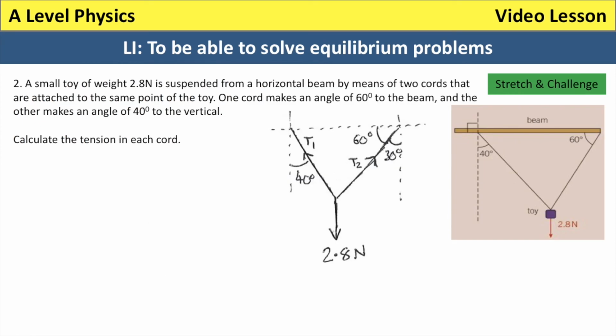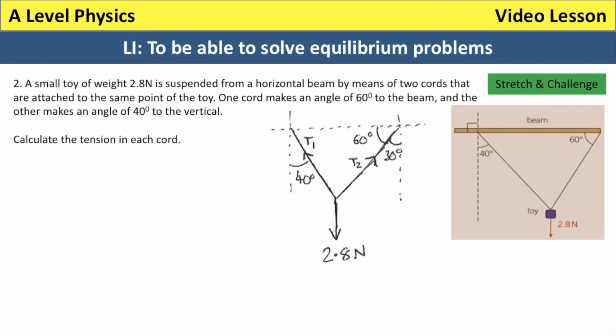Question 2. A small toy of weight 2.8 newtons is suspended from a horizontal beam by means of two cords that are attached to the same point of the toy. One cord makes an angle of 60 degrees to the beam and the other makes an angle of 40 degrees to the vertical. Calculate the tension in the cord. Now the diagram that's given in the question is the one that's backgrounded in pink there, but I have redrawn this to make it clearer what forces and angles are acting.